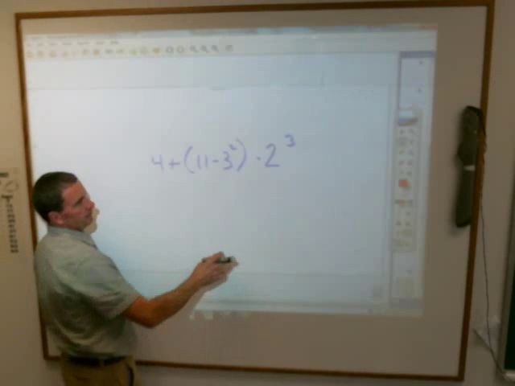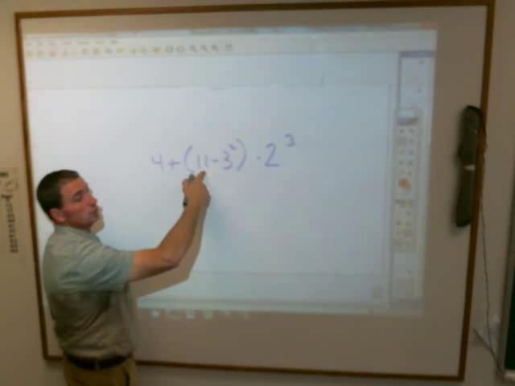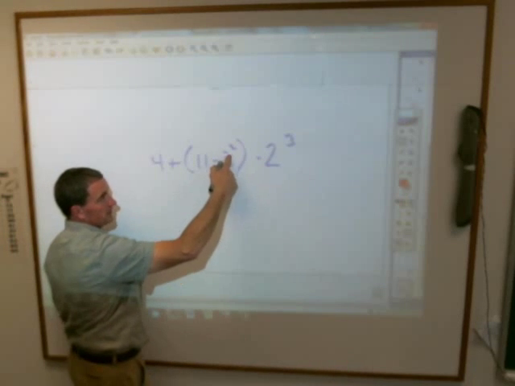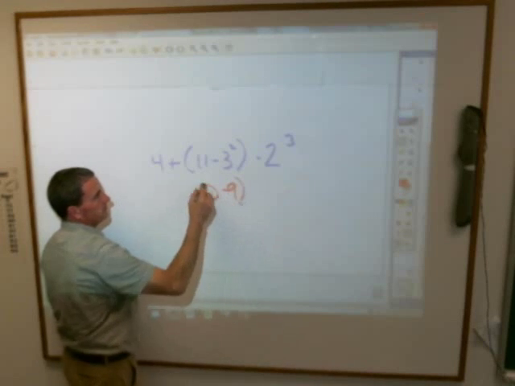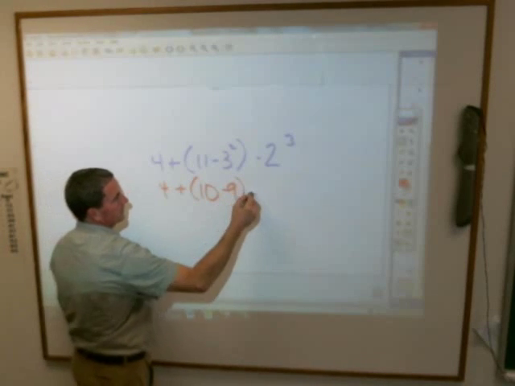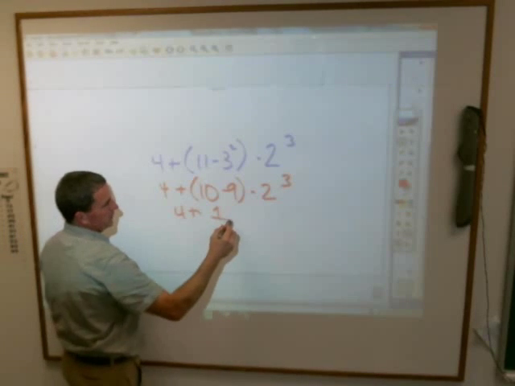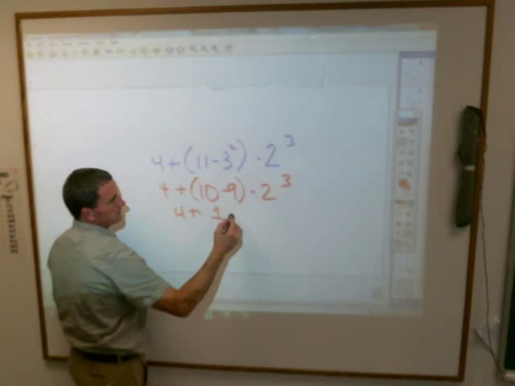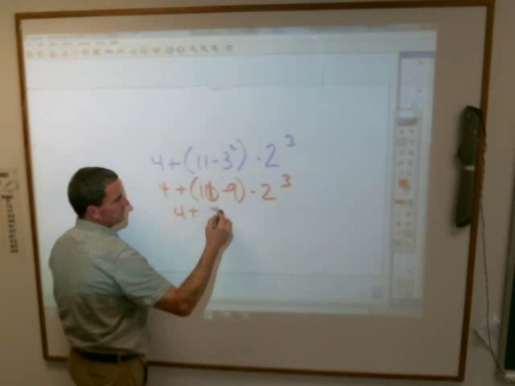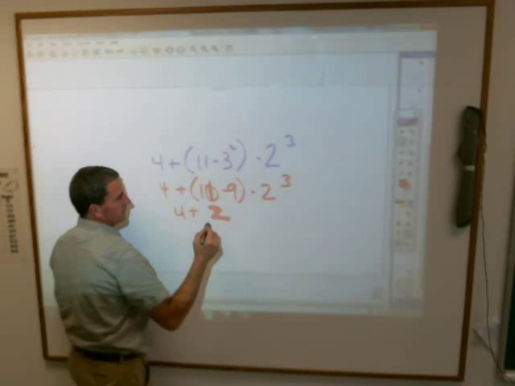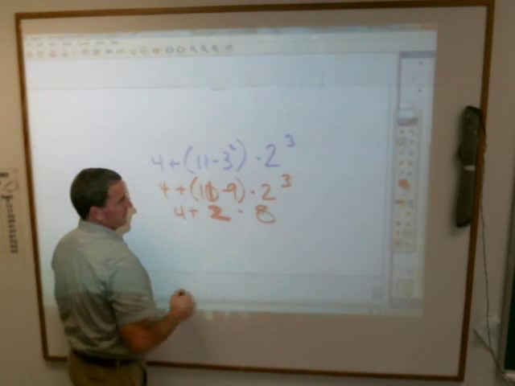So here's what it will look like. First thing you do are parentheses, but inside the parentheses you have to do order of operations. So the first thing you should do inside the parentheses is that exponent of 3. 3 squared is 9. And 10 minus 9 is 1. So now it's 4 plus 1. This should be 11. Sorry about that. My first mistake of the year. And 2 cubed is 8, correct?